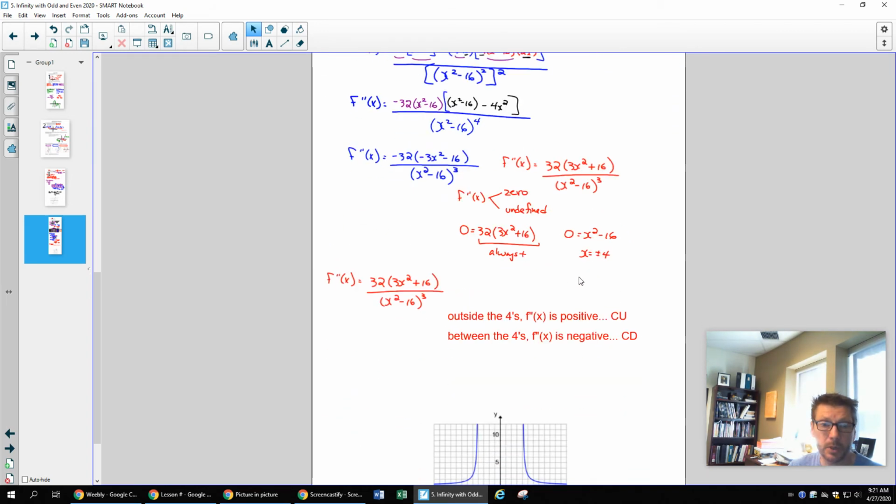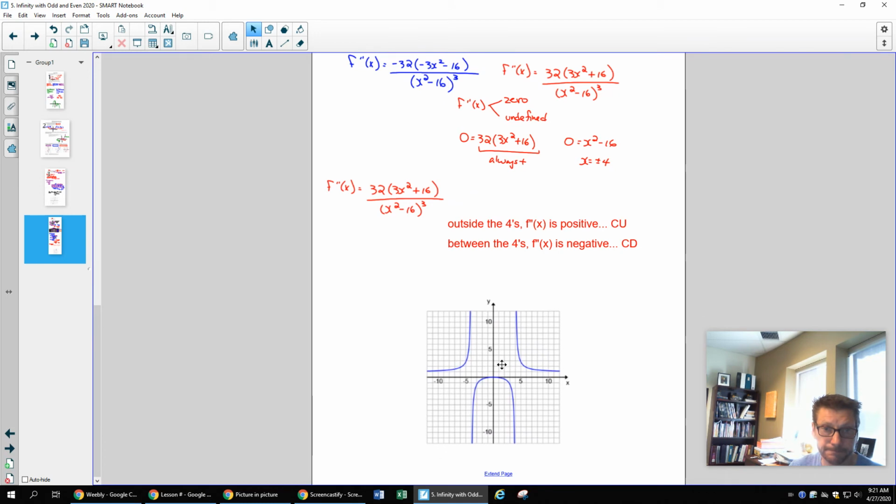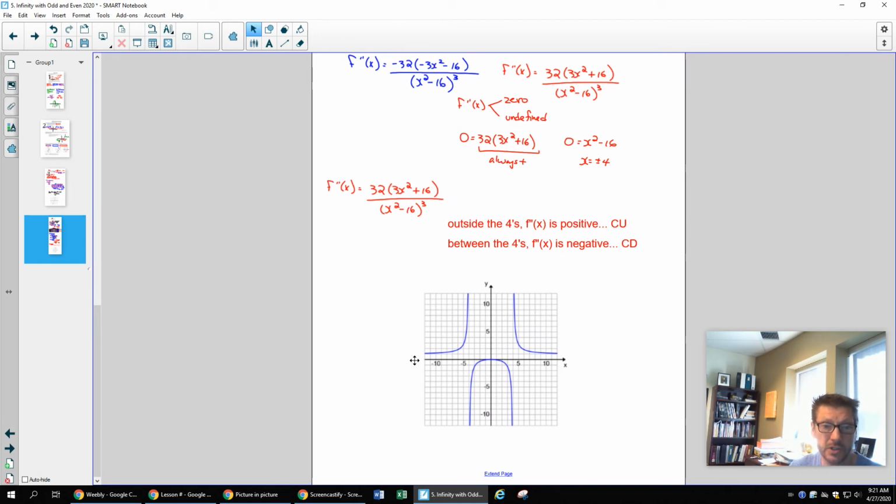So if I put all that information together then, we talked about the function increasing from negative infinity to -4, and the function's increasing from -4 to 0. So there's your increasing, but not increasing where x equals 4. We said the function's decreasing from 0 to 4. The function's decreasing from 4 to infinity. All right, so that matches.